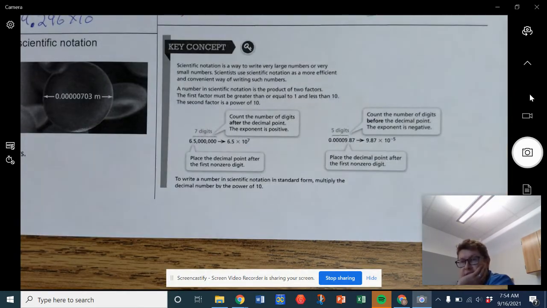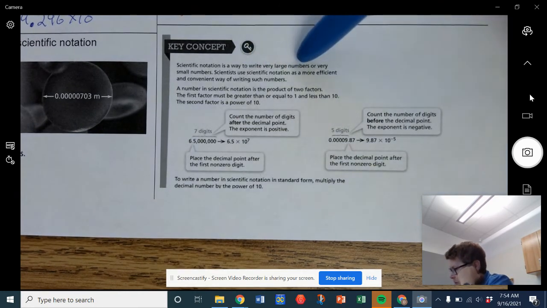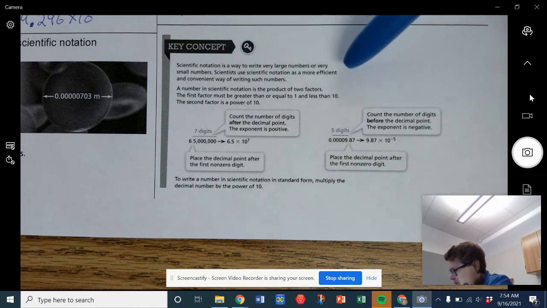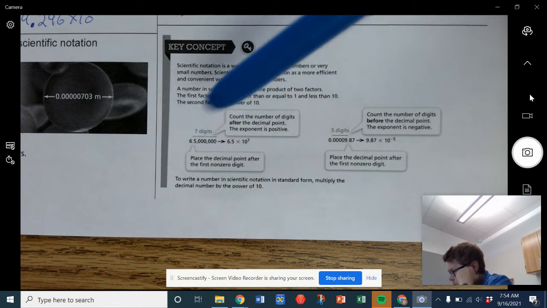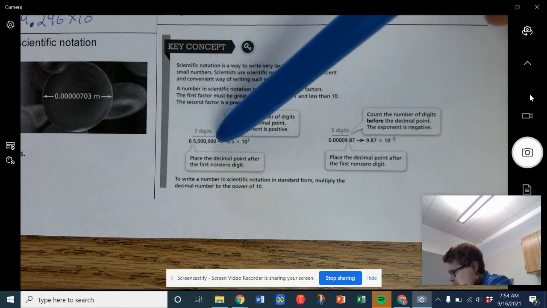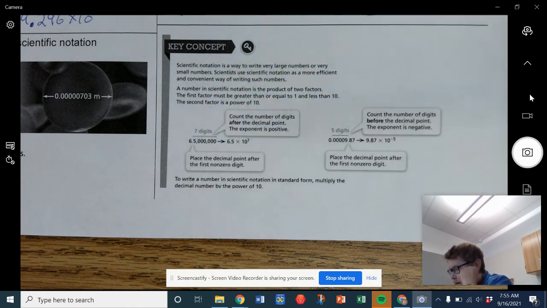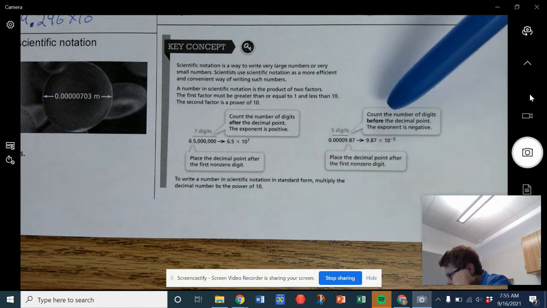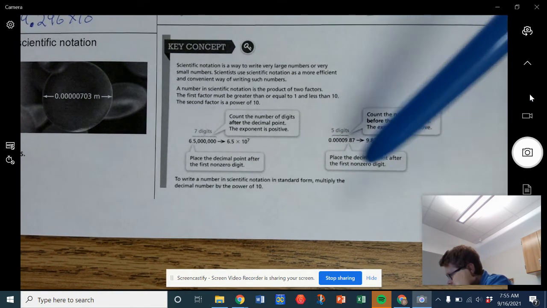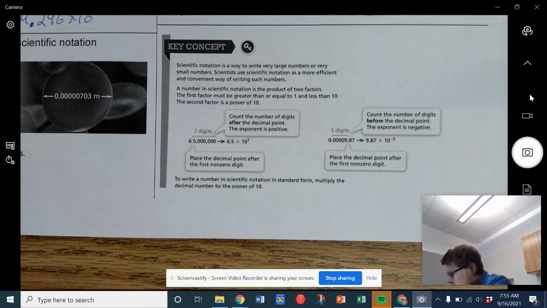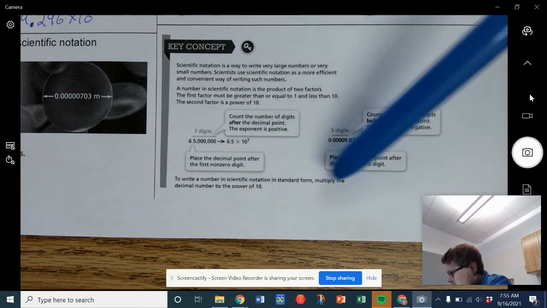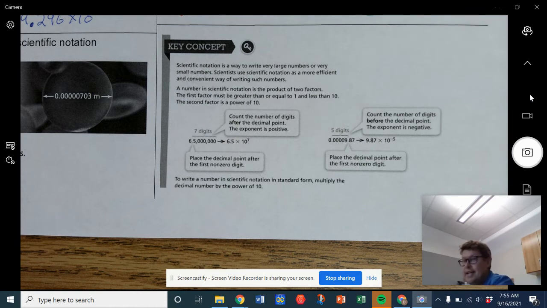Anyway, this key concept brings together exactly what we were talking about, right? Scientific notation is a way to write very large or very small numbers. Scientists use it as a more efficient and convenient way of writing such big numbers. When you are converting from standard form to scientific notation, you move it to the right 7 spaces, and that's your exponent. And then it's the same thing, but kind of the opposite. We moved it 5 digits that way, so that's where that negative 5 comes from. To write a number in standard form from scientific notation, multiply the decimal number by the power of 10. So that summarizes exactly what we just did.